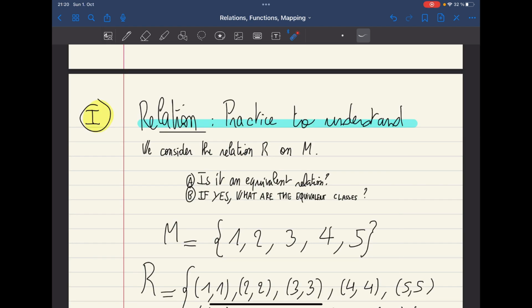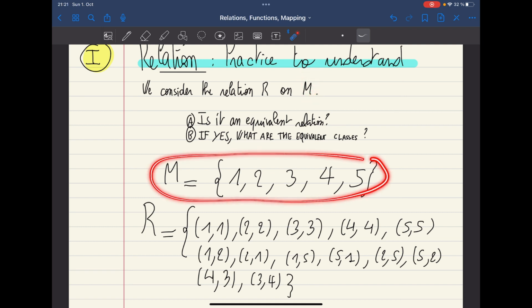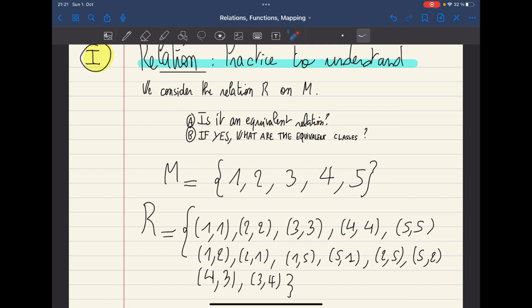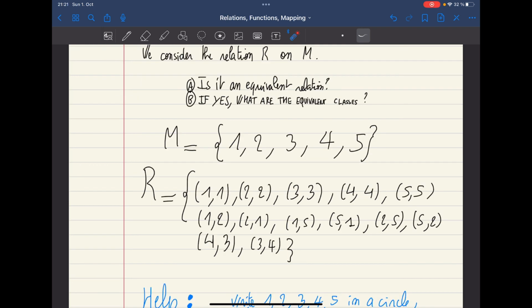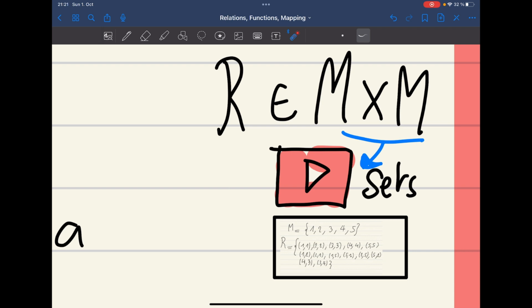I think it's best to understand relations with a guided exercise. So we consider the relation R on the set M. Here is the set M: 1, 2, 3, 4, 5. And here is a relation. It's a set of tuples and it's part of M cross M, the Cartesian product. If you are not sure what the Cartesian product is, you can look at my other video about sets.